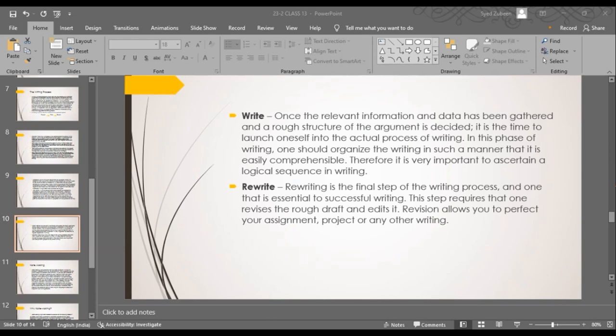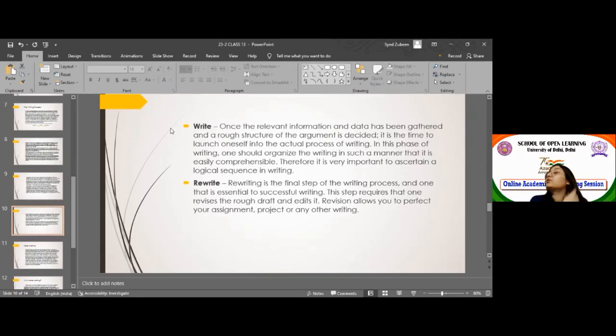Yeah, so what I was saying was that after your pre-writing stage, you move on to the writing stage where you try to bring together all of the information and whatever outline that you have made for yourself, you try to bring all of it together. Then you rewrite. Rewriting is very important for your writing skills. Because when you're writing, you may have committed a lot of mistakes. You may have made spelling errors, you may have made grammatical errors.